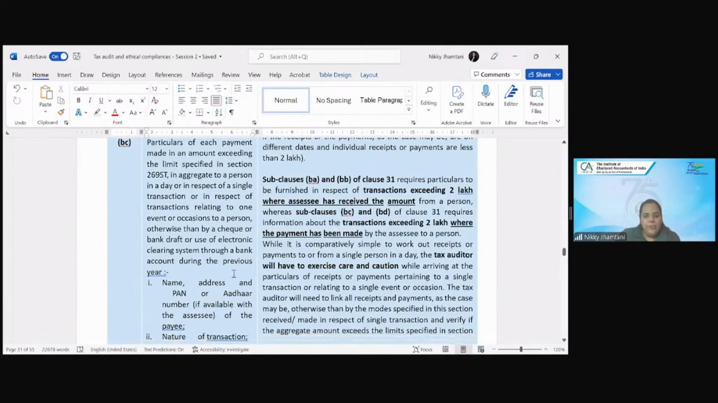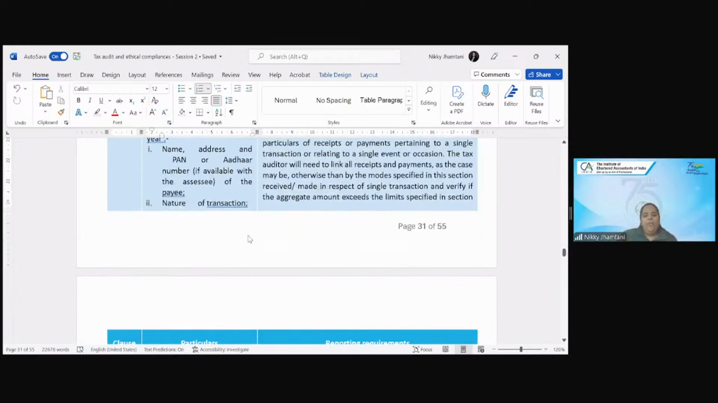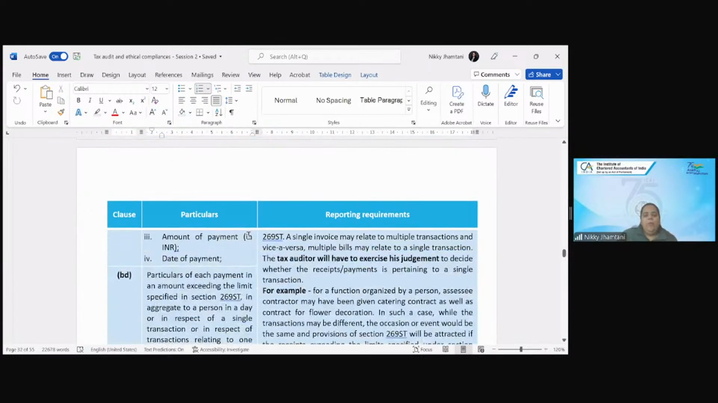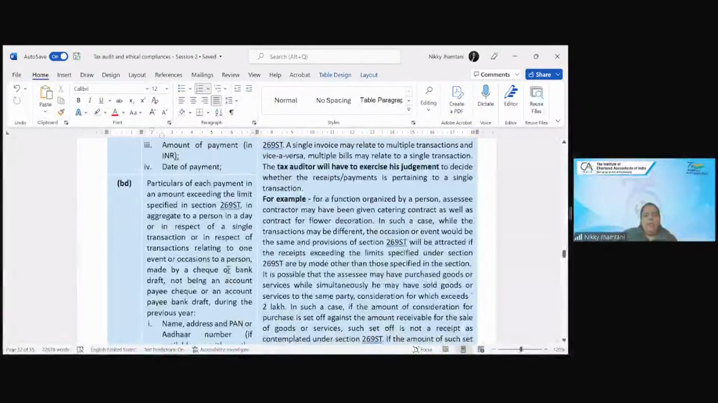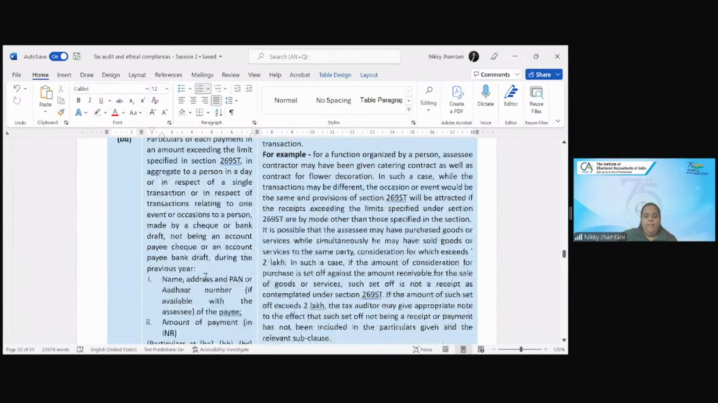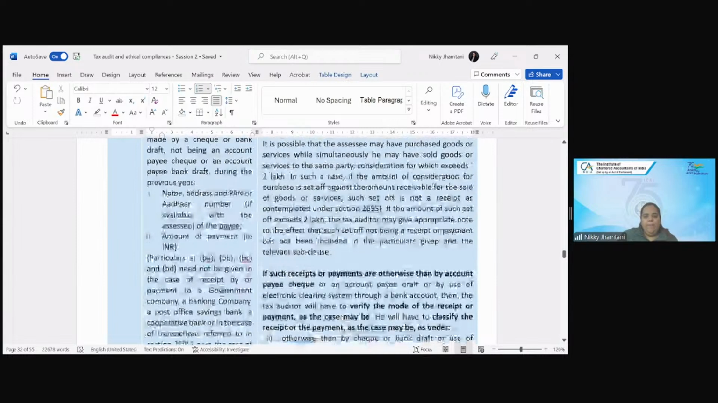And what are the details required to be given? Name, address, and PAN or Aadhaar number if available with the assessee of the payee, the nature of the transaction, amount of payment in INR, and date of payment. And clause BD में भी similar आपको particulars of each payment देनी है in respect of the payee, उसमें name, address, PAN, amount of payment, ठीक है.